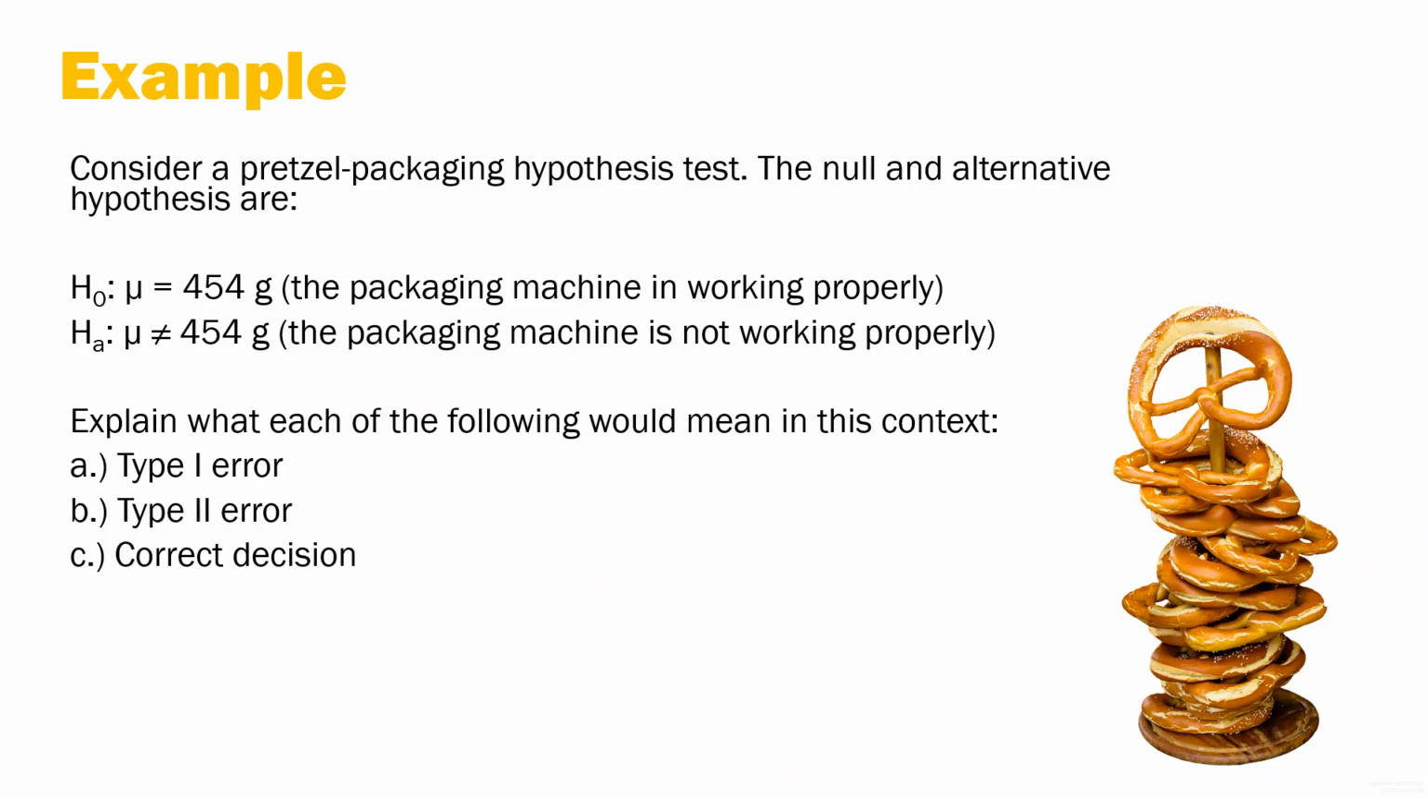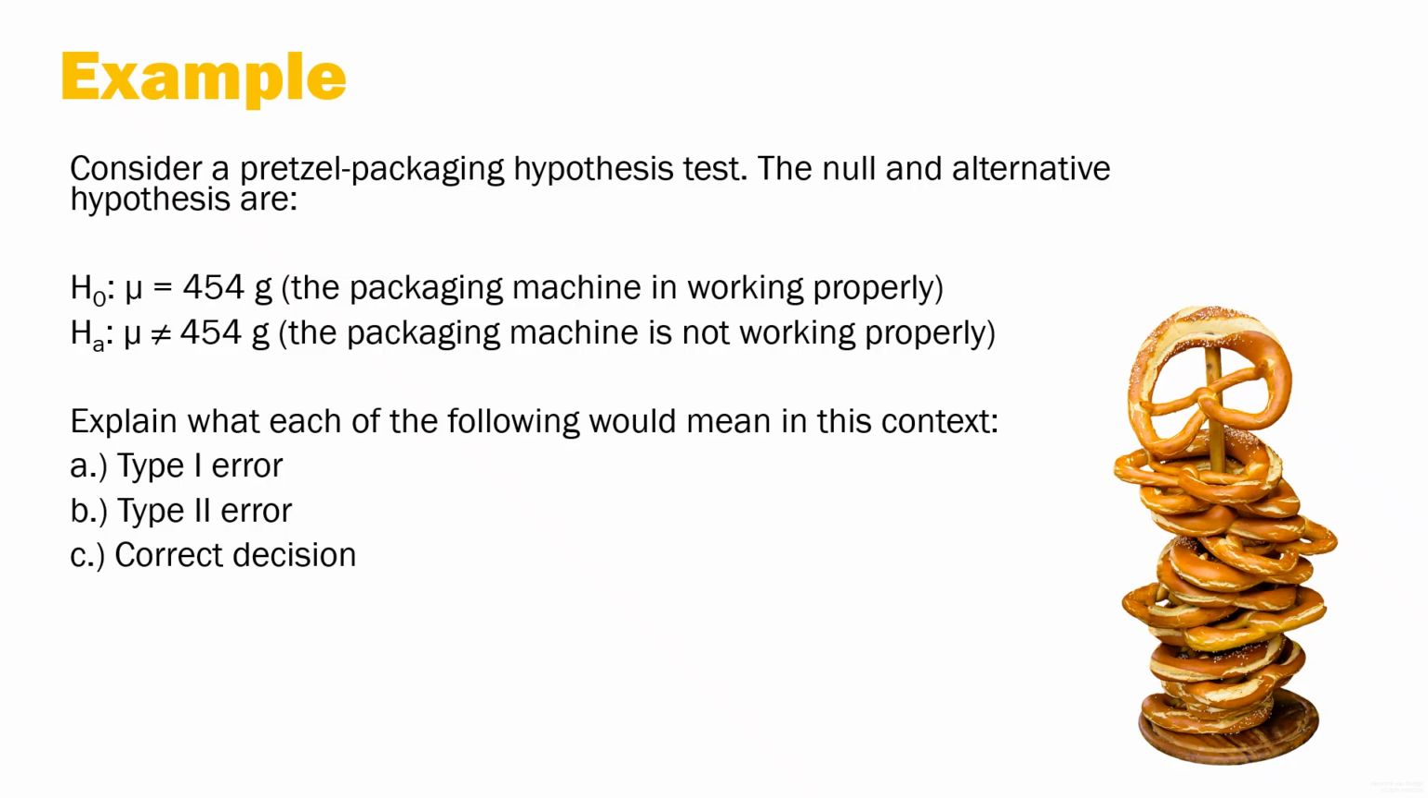Type 1 error. A type 1 error will occur when a true null hypothesis is rejected. So in this case, a type 1 error would occur if, in fact, mu does equal 454 grams, but the results of the sampling led to the conclusion that it doesn't equal 454 grams. Now, what about a type 2 error? A type 2 error will occur when a false null hypothesis is not rejected. So in this case, a type 2 error would occur if, in fact, mu did not equal 454 grams, but the results of the sampling fail to lead to that conclusion.